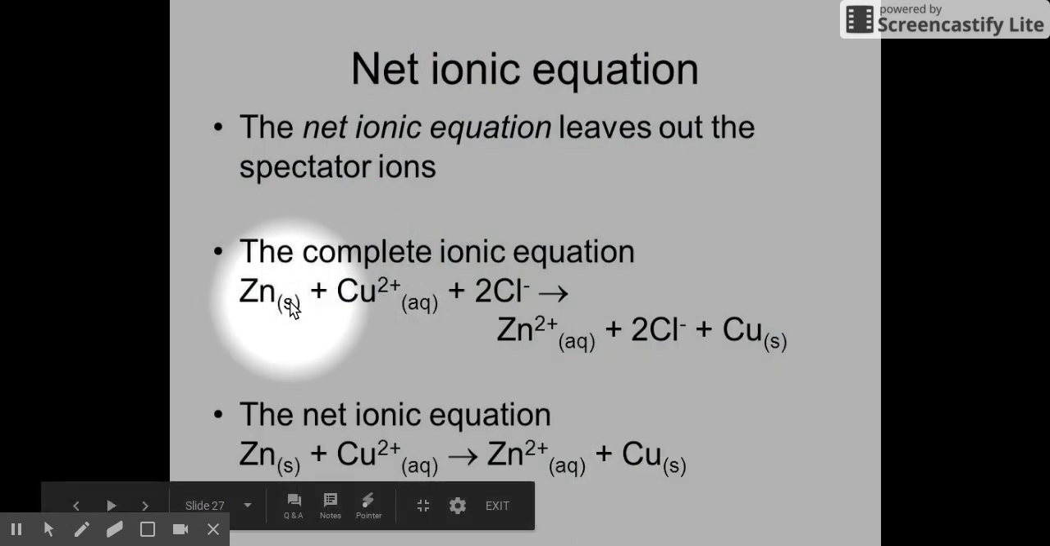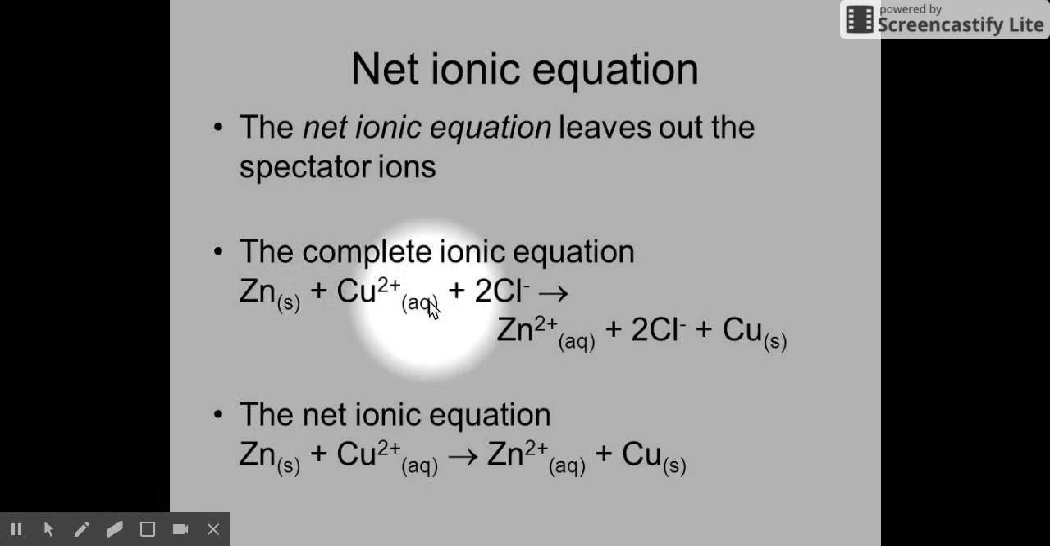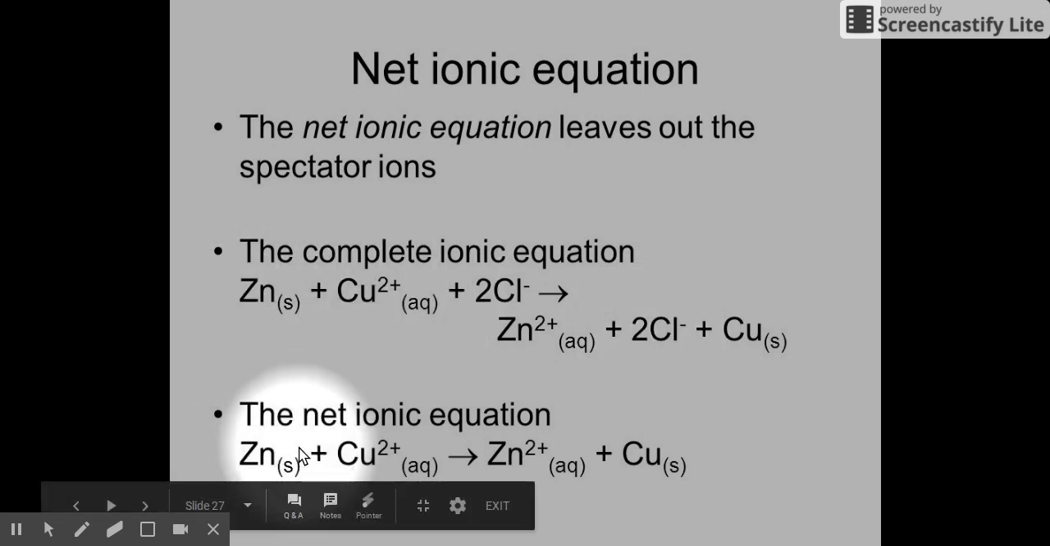Another example is your zinc. This one is already your ionic equation: zinc solid plus copper 2 plus (aq), plus 2Cl negative, forming zinc 2 plus aqueous, then 2Cl negative plus copper solid. When you're given not the balanced chemical equation but the complete ionic equation, just look out for those ions that you can cancel out. Obviously, you can cancel out 2Cl negative on the left and right side of the equation. So you're left with zinc solid, copper 2 plus (aq), forming your zinc 2 plus (aq) and copper solid.